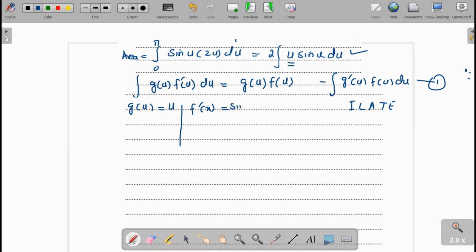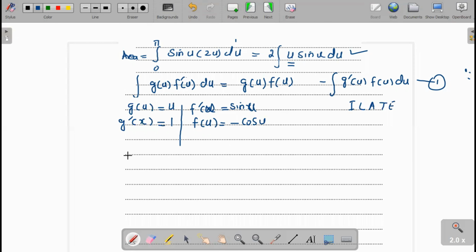Now we find the value of g dash of u. We take the derivative, that is equal to 1, and for f dash of u we take the integration, so f of u will be equal to minus cos u. The integration of sin u is minus cos u. Now we substitute the values in the formula you see here.